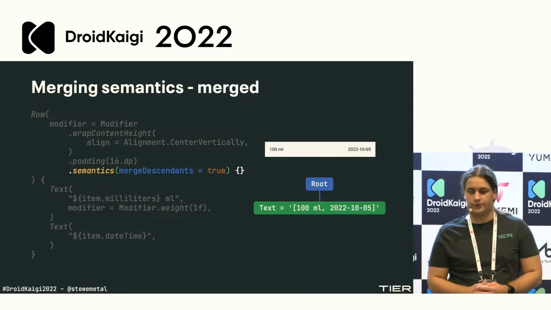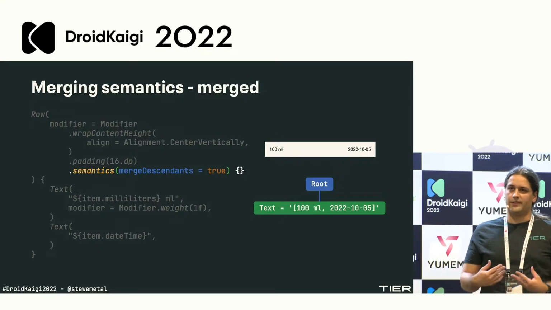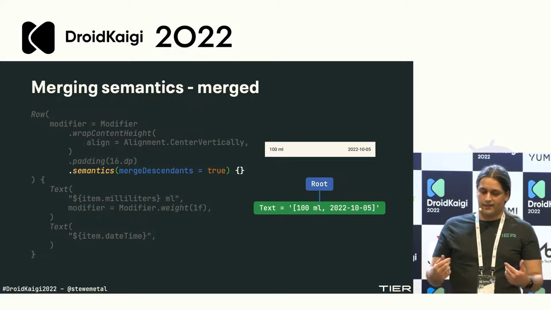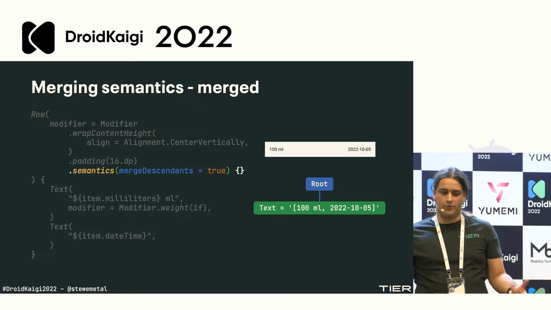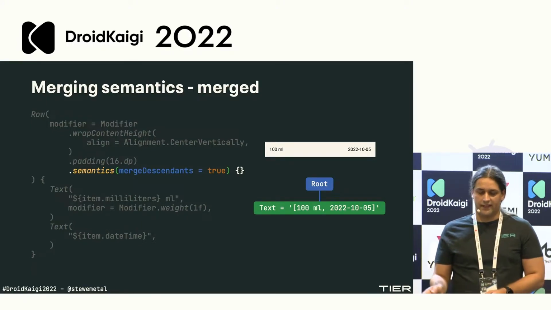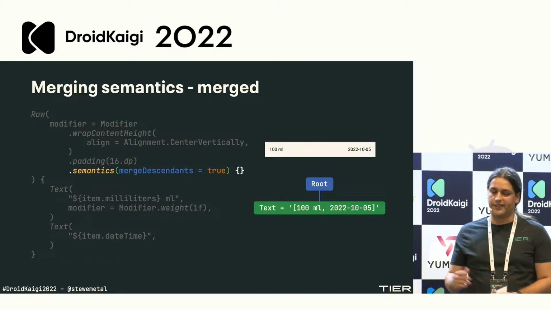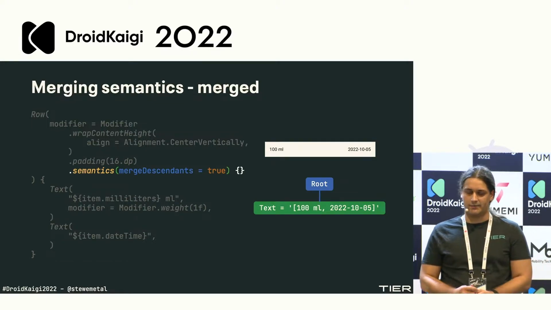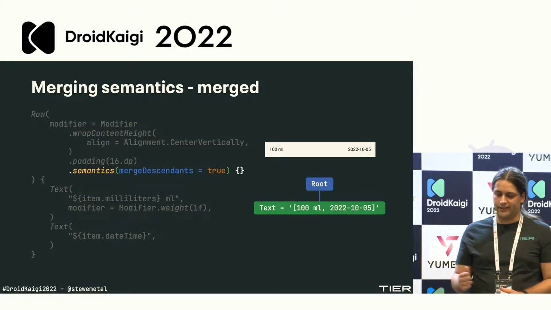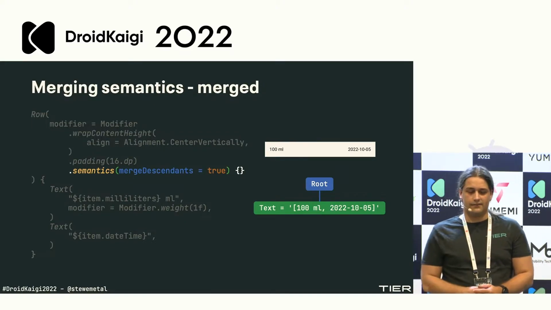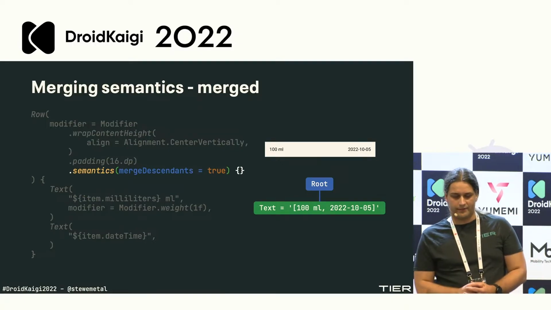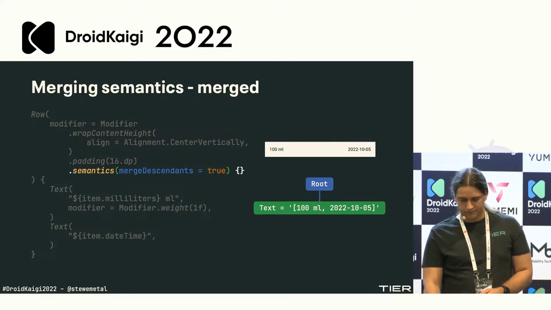But if we change it to true, then this row will actually contribute some information again to the semantics tree, but it won't create a new node. On the other hand, it will merge its children into a new merged semantics node. And as you can see, this is where the arrayness of the properties comes in. So if we have a merged semantics node, then in this example the text will actually contain multiple strings. That will have some importance a bit later.